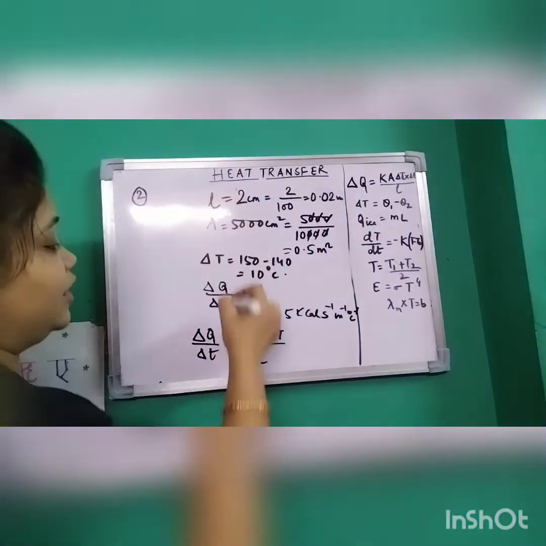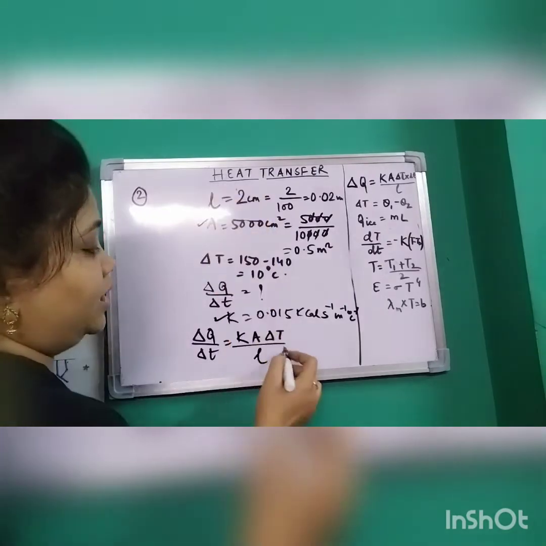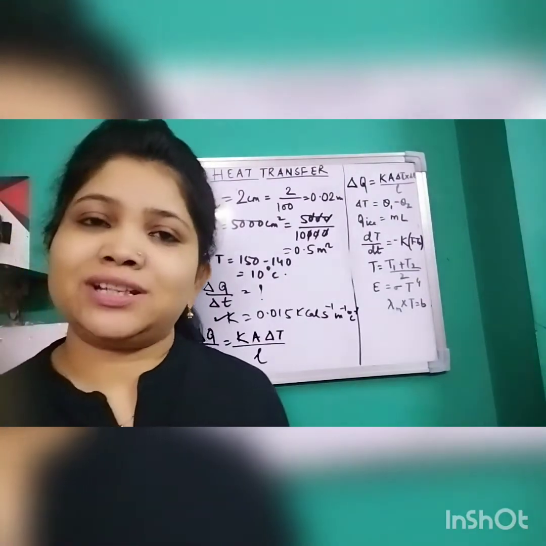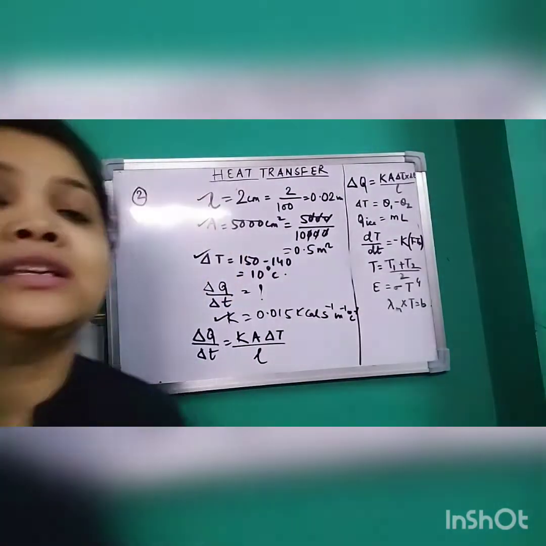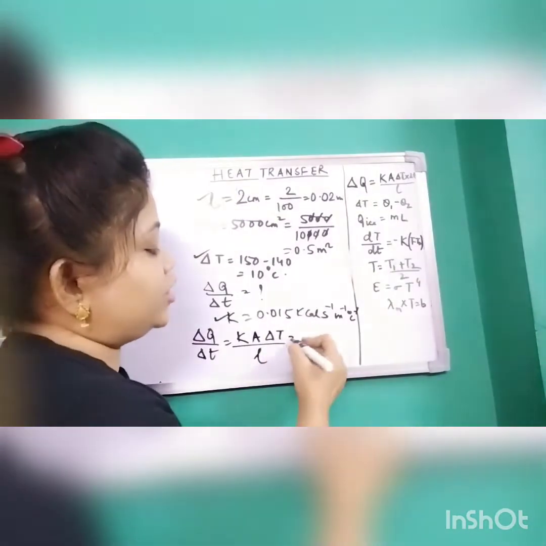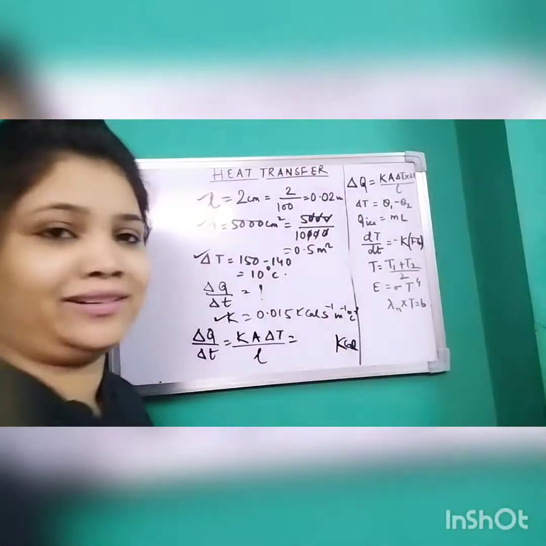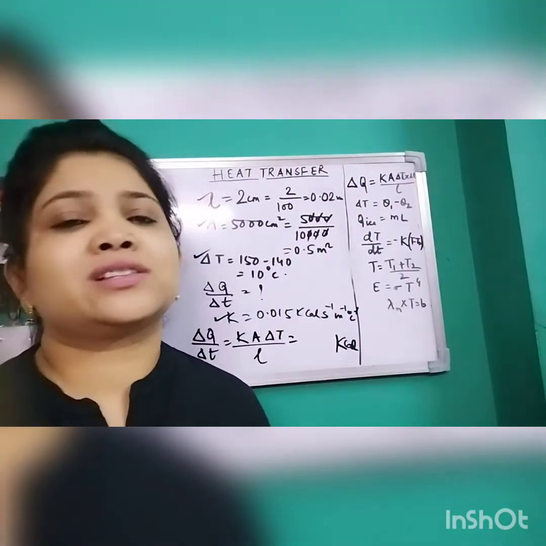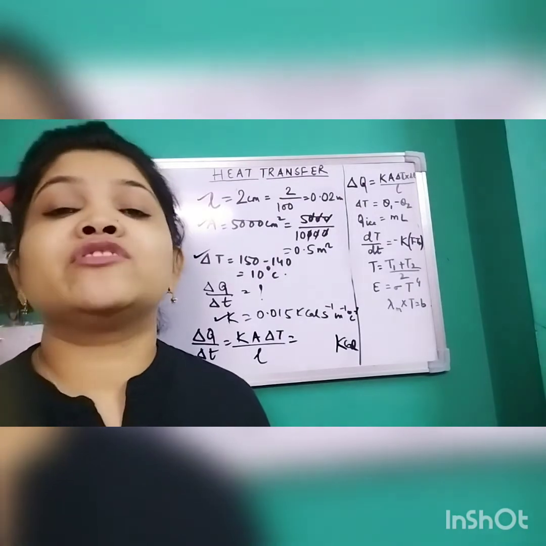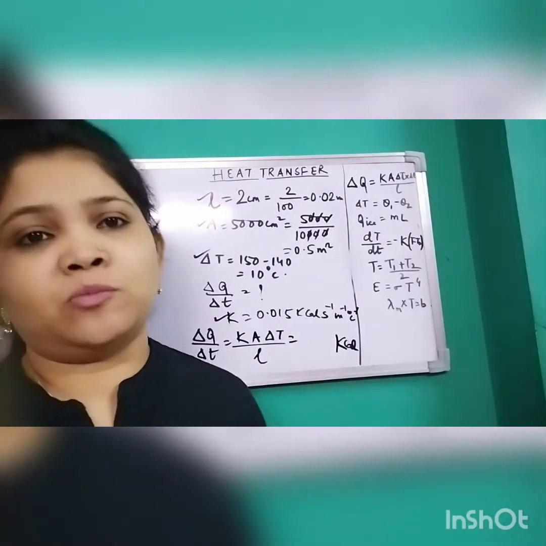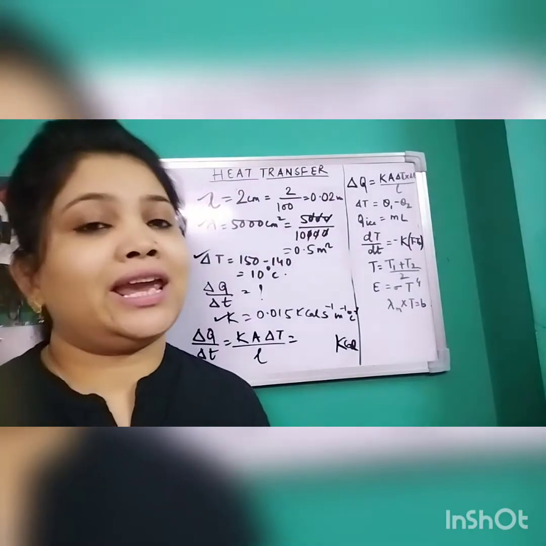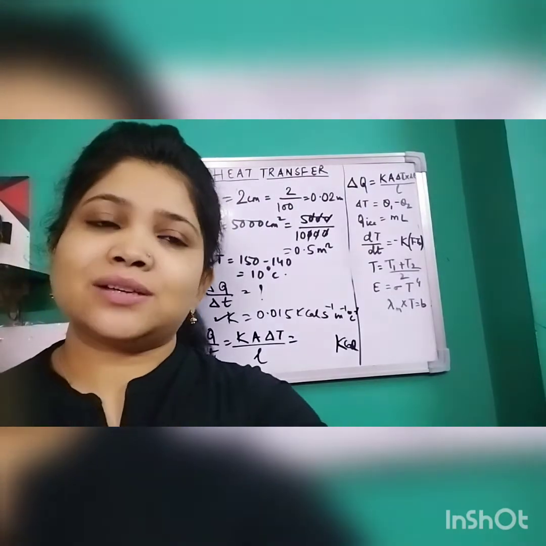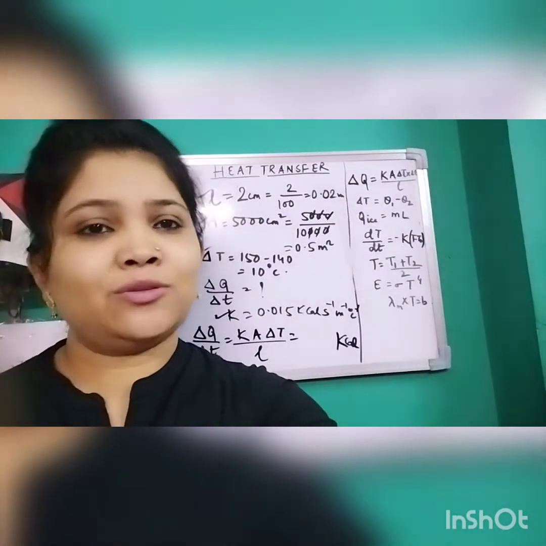So you know the value of K, you know the value of A, you know the value of delta T, you know the value of L. All the values are known to you. Put it, solve it and get the answer. Remember, since the unit is in kilocalorie, your answer will also come in kilocalorie. This is also a very easy type of sum. Most of the sums in this chapter, we will be dealing with this formula, delta Q is equal to Ka delta T into small delta t by L. Other sums also you will see that we will use this formula only.